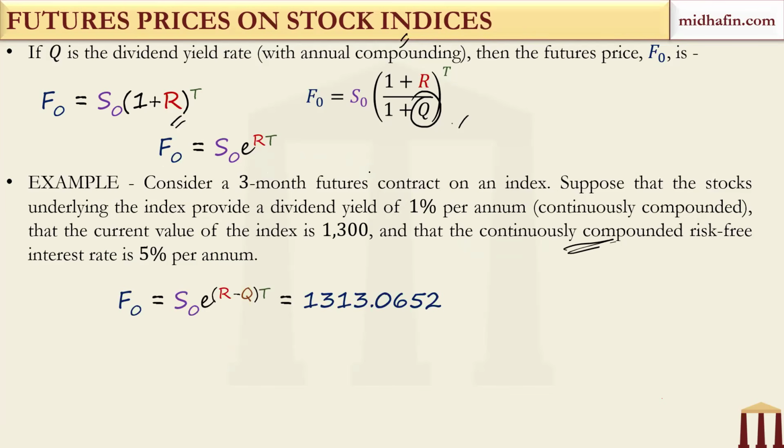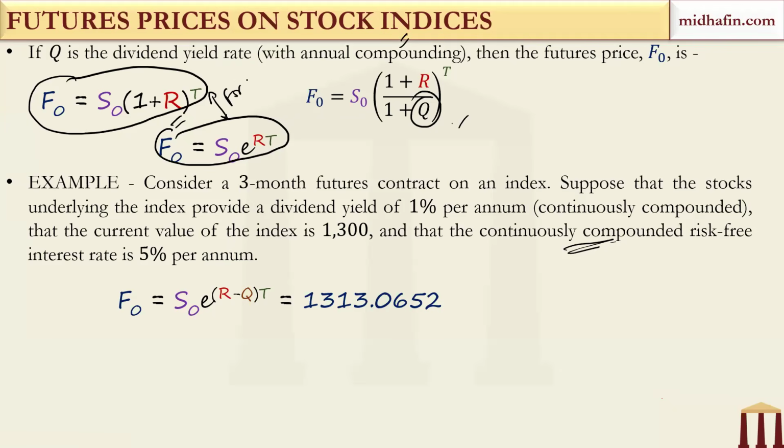So these things have been discussed in great detail in the PDF, in the videos: how to write, when to write R, when to use R minus Q, when to use discrete, when to use continuous. In fact, we have a separate video for the equivalence of continuous and discrete rates also. So remember, these two formulas are for no dividends. And this is the formula for a continuous dividend yield of Q.